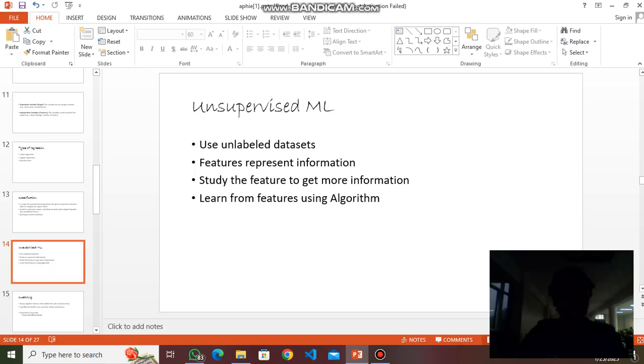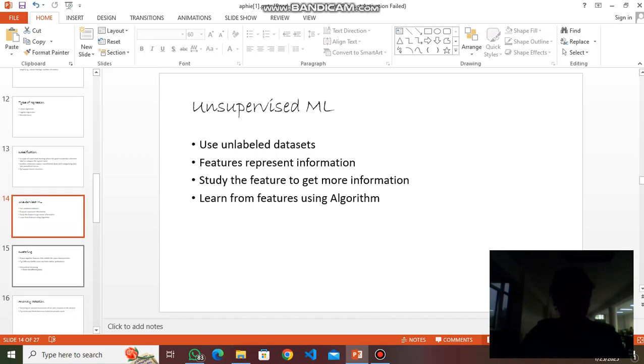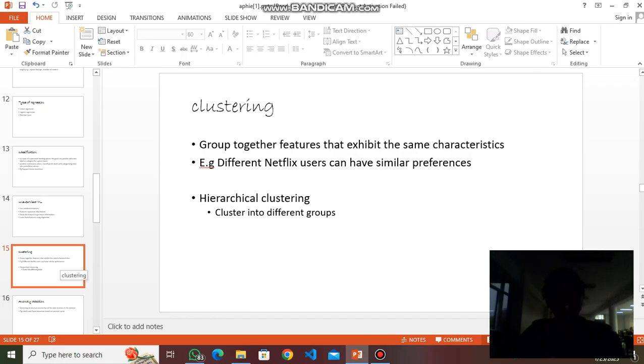So to continue with unsupervised machine learning, this simply uses unlabeled data sets. Features represent information; study the features to get more information, then learn from features using algorithms. So we have what we call clustering. Just like you hear a cluster, something like a group. You go ahead and group together features that exhibit the same characteristics. For example, different Netflix users can have similar preferences. So we have what we call hierarchical clustering. This is simply all about clustering into different groups.